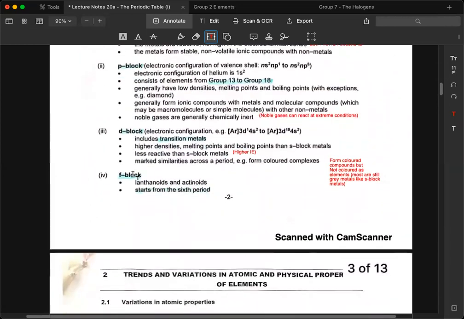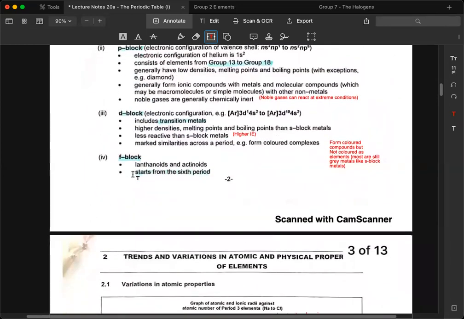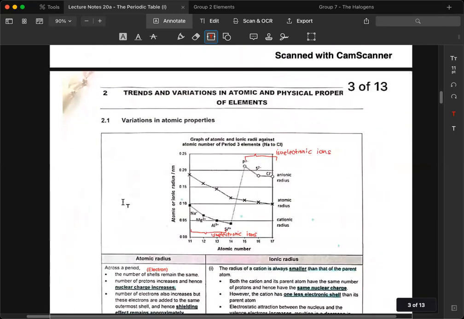Okay, the F block, you need not be so familiar with it. Okay, it's not tested much in the syllabus. It will be lanthanoids and actinoids. They start from the 6th period.